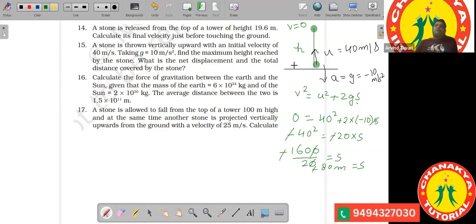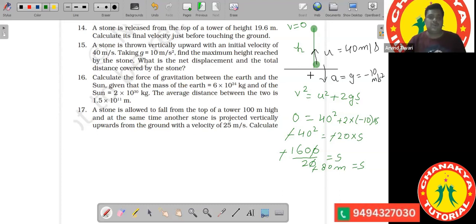So one important point to note in this case is that time of ascent is equal to the time of descent. That means the time it takes to reach the maximum height is the same time that it takes to return back to that point. Both the times are the same. Okay.